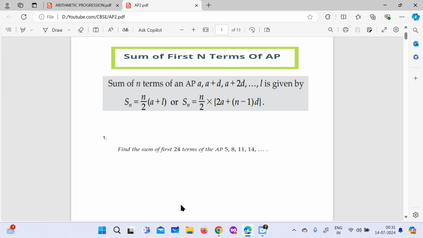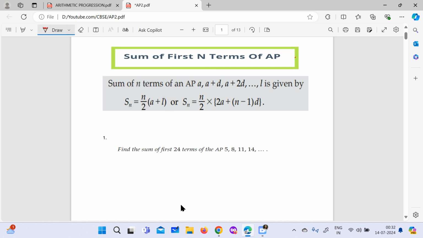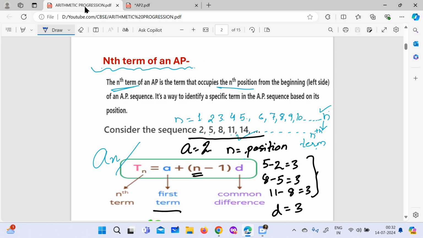In today's session, we will learn about the sum of first n terms of an AP. You might remember that in the previous session we did the introduction about the arithmetic progression, the difference between a sequence and arithmetic progression, and then we learned how to find the nth term of an AP.